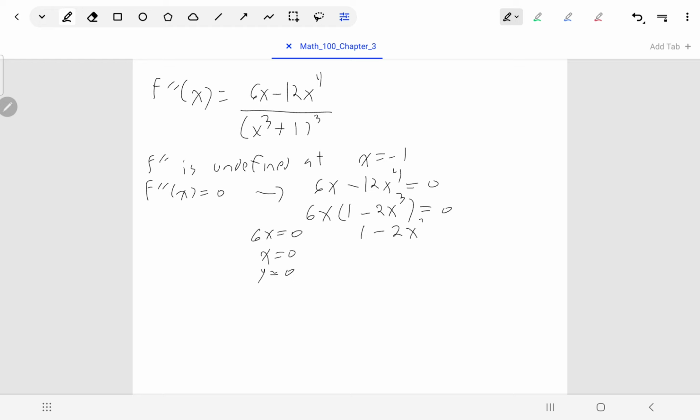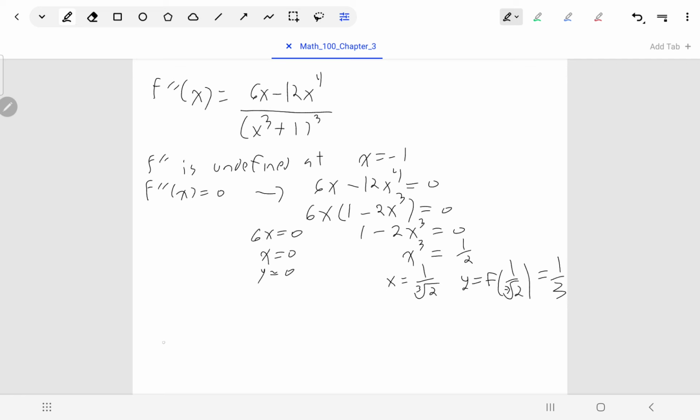The other place that we have is when x is equal to the cube root of a half, or 1 over cube root of 2. If you went back and found out what the y value is by putting that into the original function, y is f of 1 over cube root of 2. So if we put that back into the original function, you'd have half over half plus 1, or half over 3 halves, which is 1/3. So the y value for that point is 1/3.